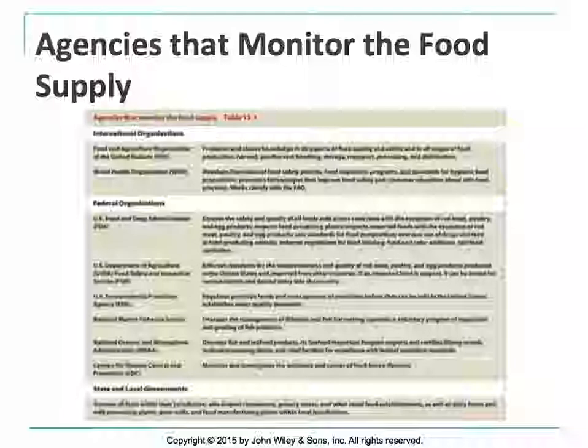So we have two international organizations listed here that are tasked with monitoring our food supply. First, we have the Food and Agriculture Organization of the United Nations, or FAO. Then, one you've probably heard of, the World Health Organization, or WHO.